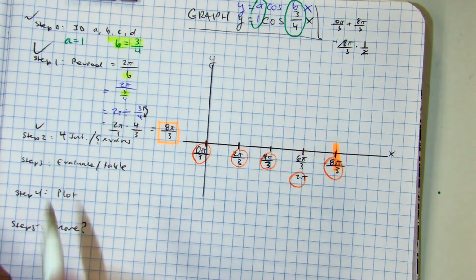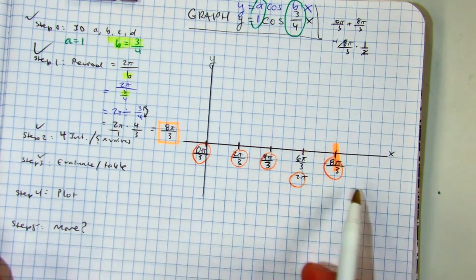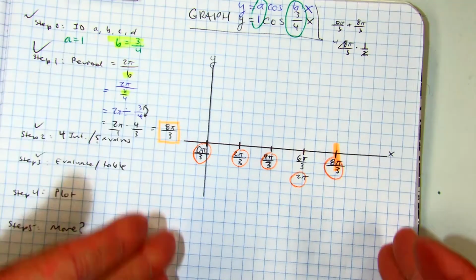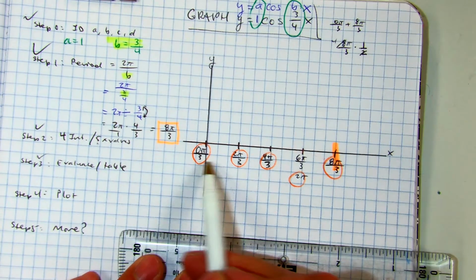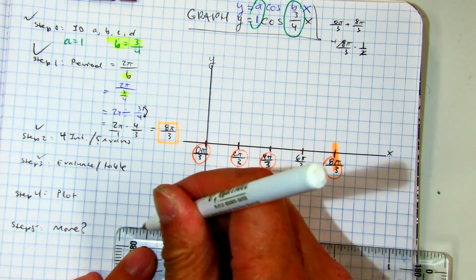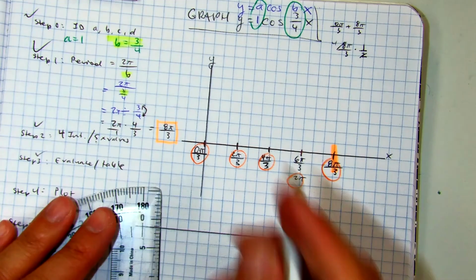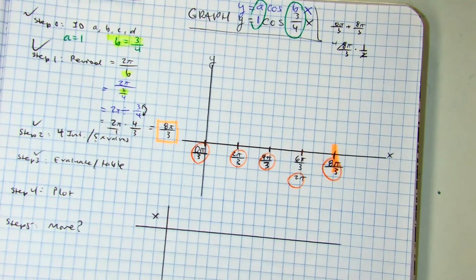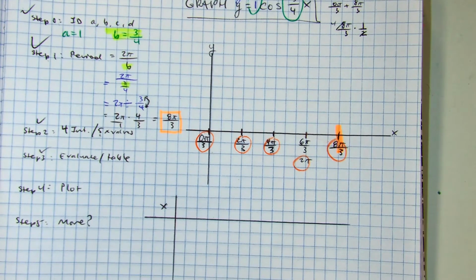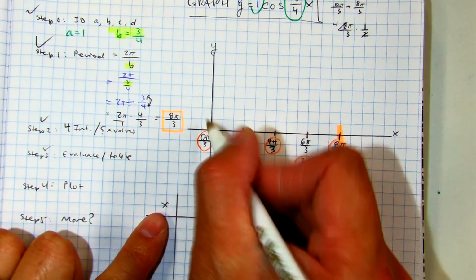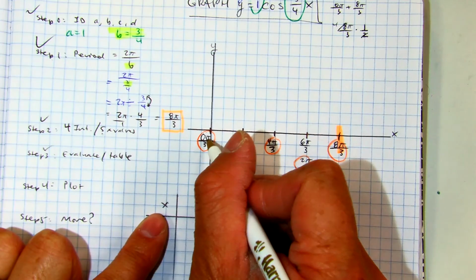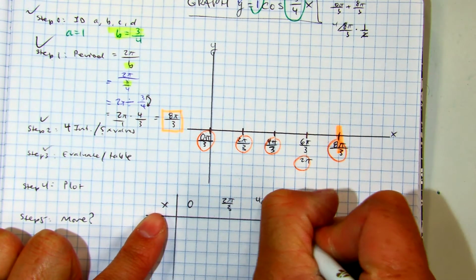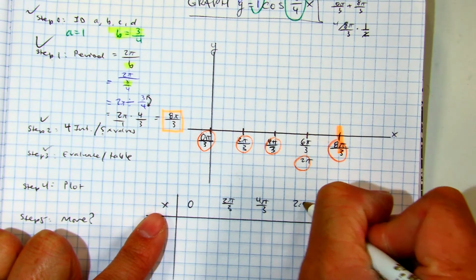Step number 3, we're going to evaluate these points and create a table. So let's create a table together. Hopefully you have space right below your 5 x values. And my 5 points are going to be 0, 2 pi over 3, 4 pi over 3, 2 pi, and 8 pi over 3.